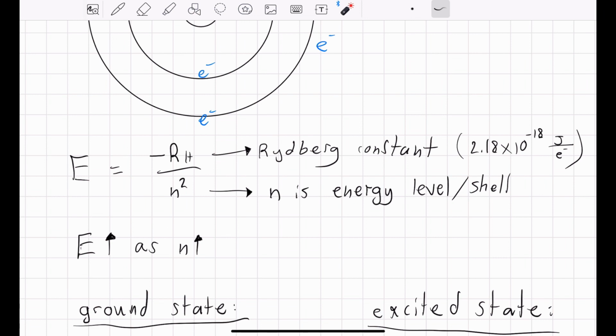So as the energy shells increase for the electron, so say there's an electron in the seventh energy shell, that's going to have more energy than an electron in the first energy shell, or the second or third. And that's because as n increases, as n squared, this denominator term increases, this entire term becomes less and less negative, meaning the electron is going to end up having more and more energy.